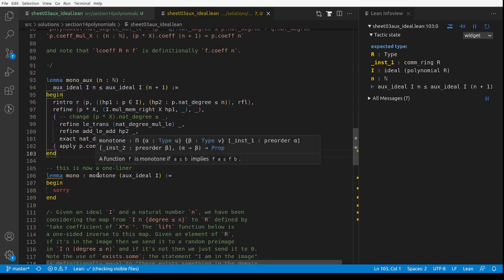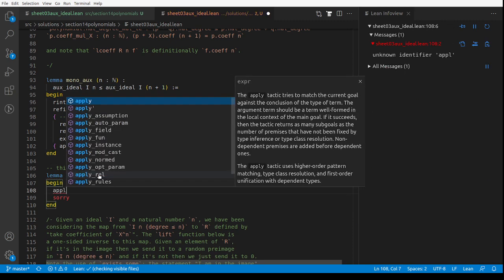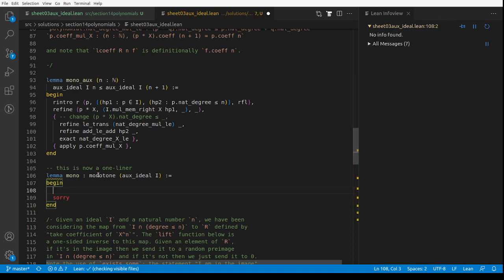And so now we want to know this much stronger, well, it looks sort of superficially much stronger statement: if a is less than or equal to b, then aux ideal I a is less than or equal to aux ideal I b. But there'll be a lemma for that, right? I mean, the point is we should be able to deduce it from mono_aux.